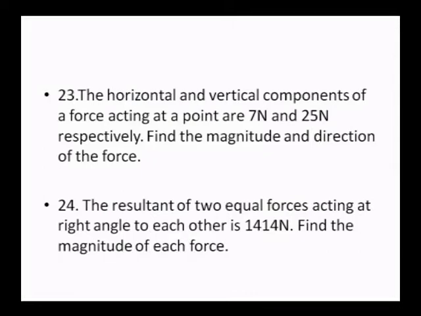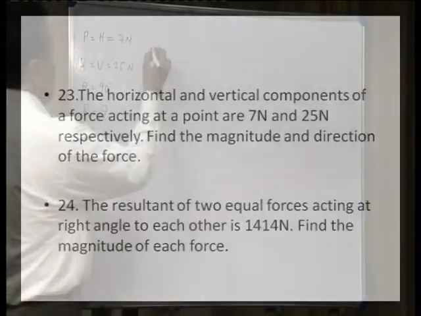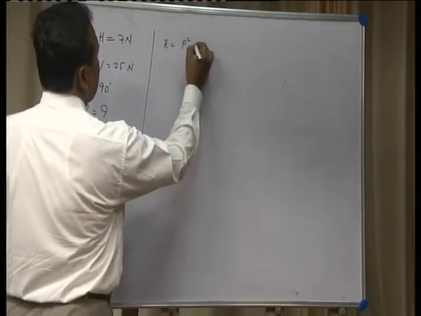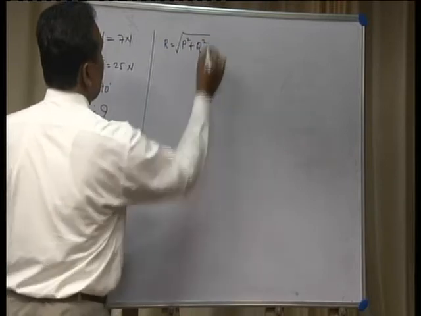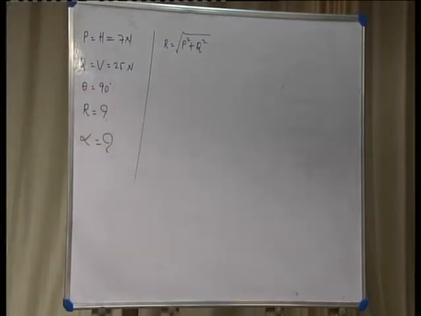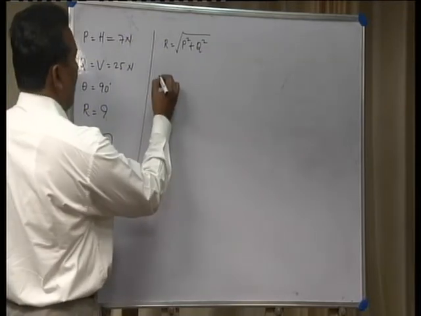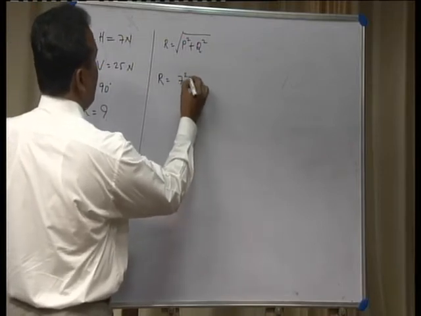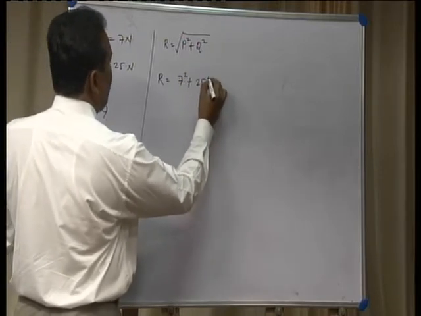The angle of inclination between the horizontal and vertical, here theta, is equal to 90 degree. What is the magnitude of the resultant and direction of the resultant? So, once again R is equal to square root of P square plus Q square between the two perpendicular forces, because theta is equal to 90 degree, so cos 90 is equal to 0, remaining is P square plus Q square. R square, R is equal to P square, it is 7 square plus 25 square.